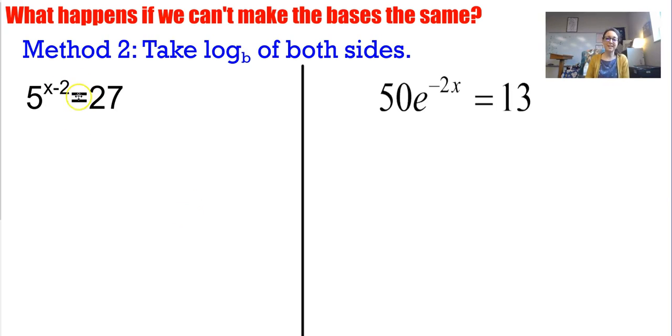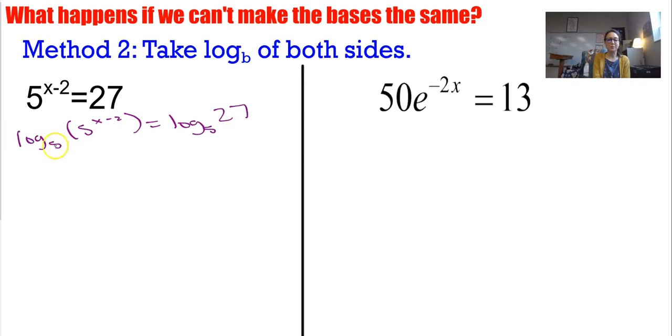All right, so method 2, what if I can't make the bases the same? Like 27, I can't write nicely as a base of 5. Well, our second method, when we can't make the bases the same, is going to be to take the log of both sides, because remember, logs and exponentials are inverses of each other. So what we're going to do typically is take the log base of whatever this base is. So I'm going to take log base 5 of both sides. So log base 5 of 5 to the x minus 2, and what I do to one side I have to do to the other. So that equals log base 5 of 27.